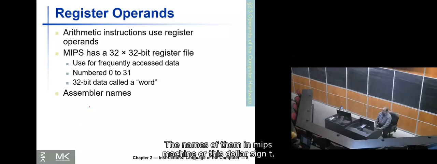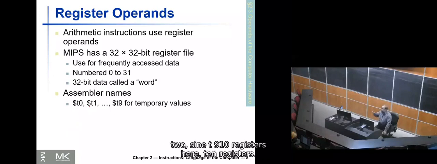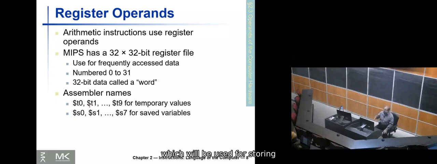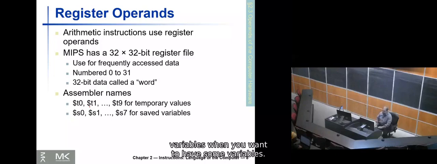The names of them in the MIPS machine are these: $t0 to $t9. 10 registers here. We will use them usually for temporary values. Then we have $s0 to $s7, 8 registers which will be used for storing variables when you want to have some variables.